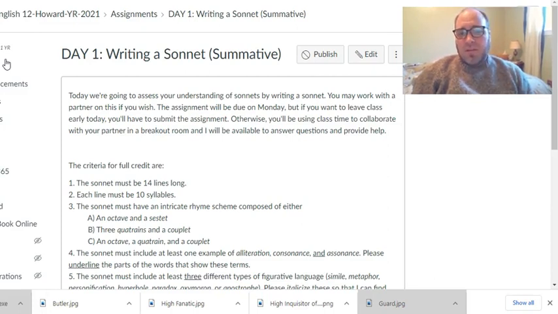This assignment will be due on Monday, but if you want to leave class early today, you'll have to submit the assignment before you do so. Otherwise, you'll be using your class time to collaborate with your partner in a breakout room, and I will be available to answer questions and help. That's the key here. Sonnets are not easy to write. I'm here to help you out. If you're struggling with any of the elements, I can nudge you in the right direction or help you solve that. So I am going to attach the literary terms list to this assessment so you can access that. All of the examples of sonnets that we've read in class are in the previous modules. You can go back and look at those.